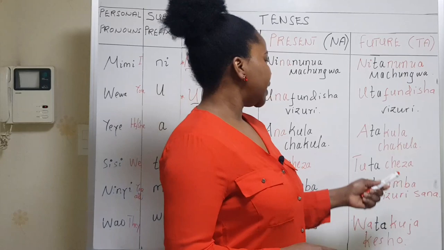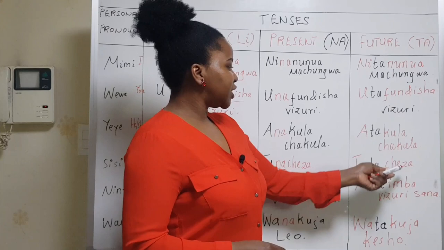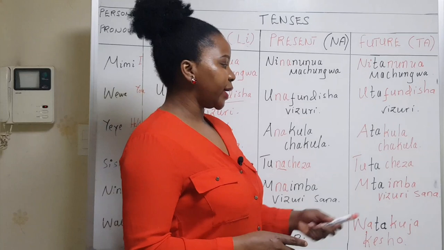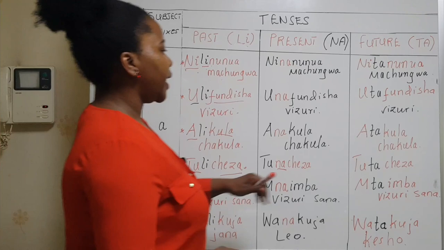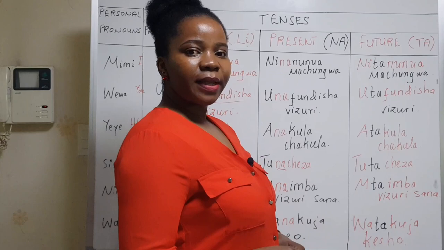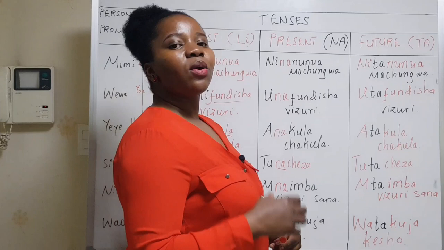Tutacheza, that means we will play. Tu stands to represent the personal pronoun we, which means sisi, and ta is for the future tense, and cheza is a verb that means play. So tutacheza, that means we will play.